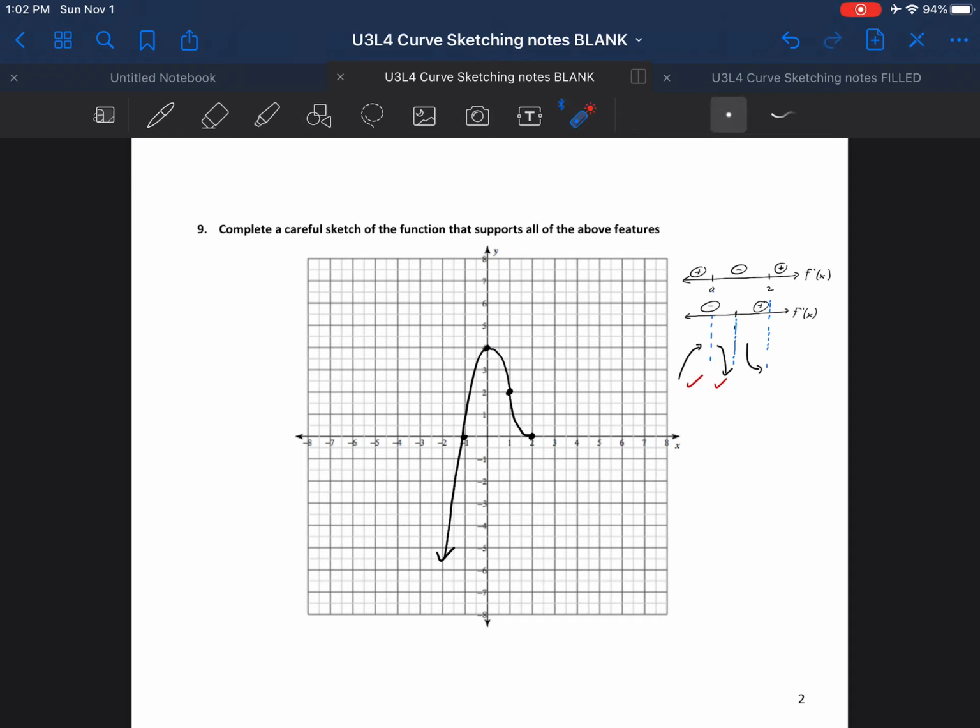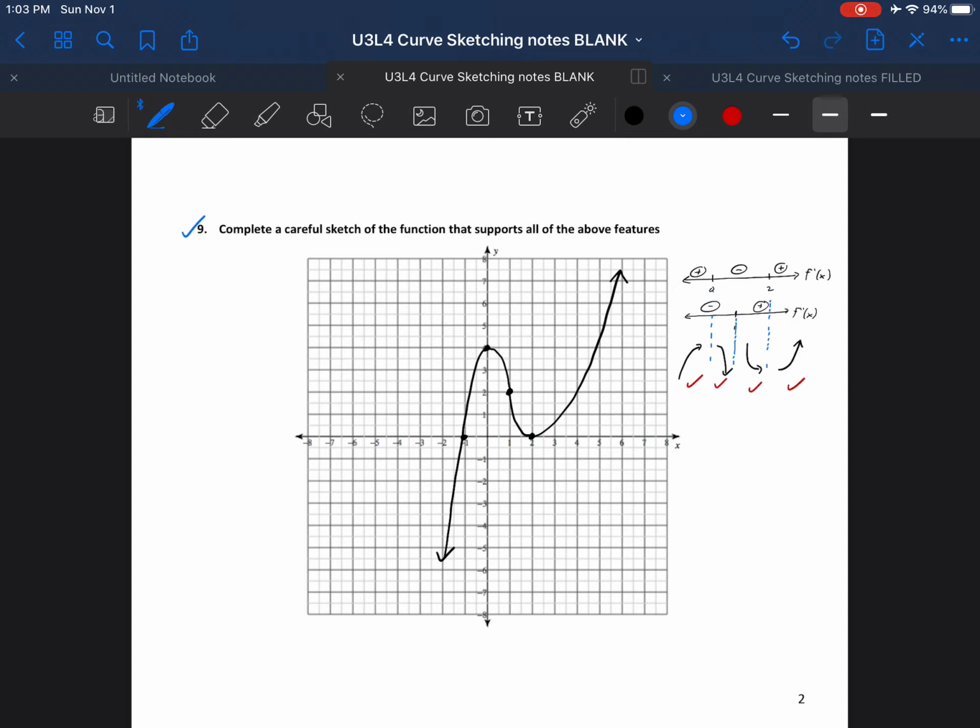And then finally at 2, the first derivative changes. It goes from negative to positive. So now the first derivative is positive. That means the graph's going to be increasing, and it's still concave up. So that means the graph will look like this. Okay, we've done this. So our last portion of the graph, we want it to be increasing and concave up. Done. All right.